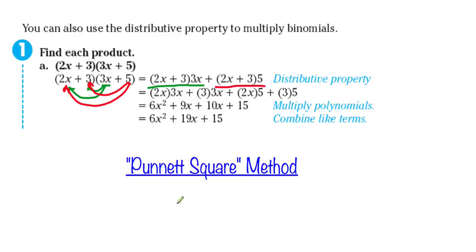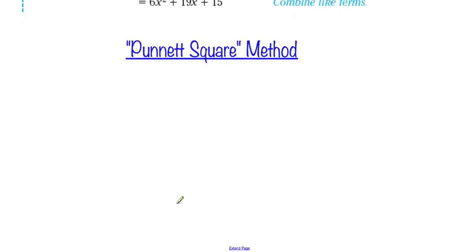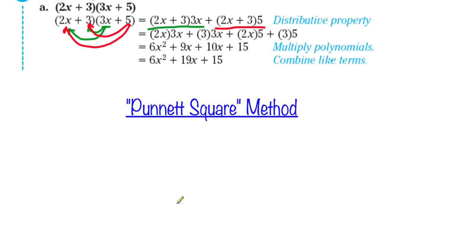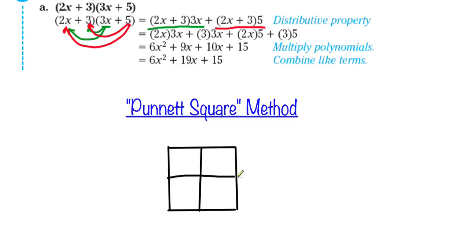Let's create our Punnett square right here. Let me make that bigger. Since we're multiplying binomials, or two terms, we make a 2 by 2 Punnett square.